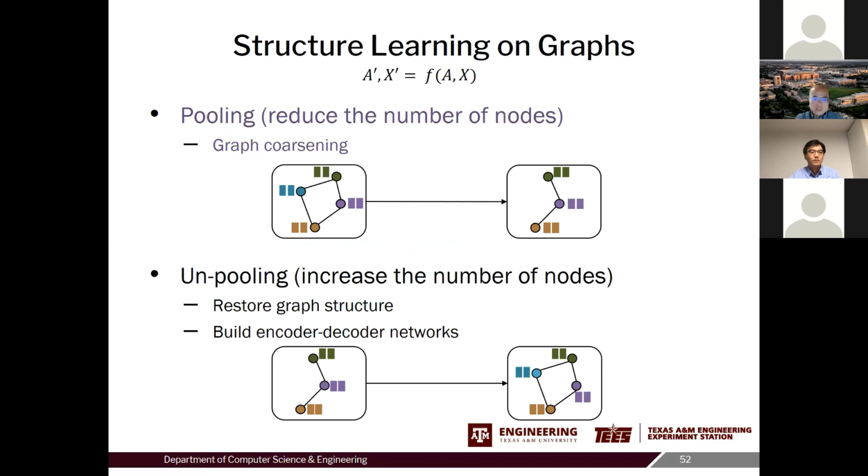For example, in the U-Net case, in the encoder you do pooling, and in the decoder you do unpooling. So what we have been doing is we designed a set of operations for pooling and unpooling on graphs, and we eventually came up with this graph U-Net paradigm.